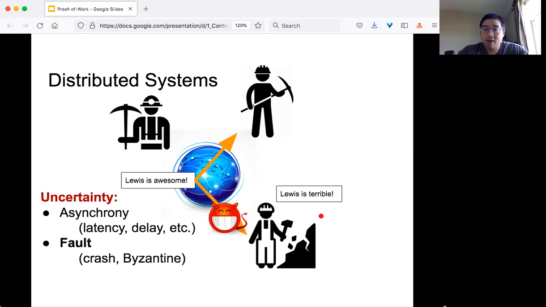Or if you have failure, suppose we have a Byzantine failure, basically a malicious one. He or she could do pretty much anything, and just tell this miner that Lewis is terrible. Then of course this is not very ideal. And that's the difficulty that we need to take care of in distributed systems.